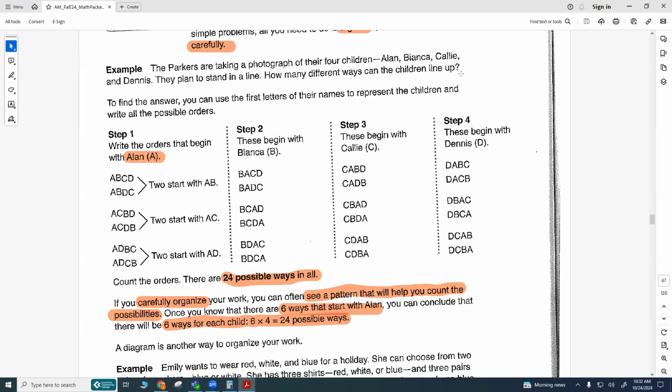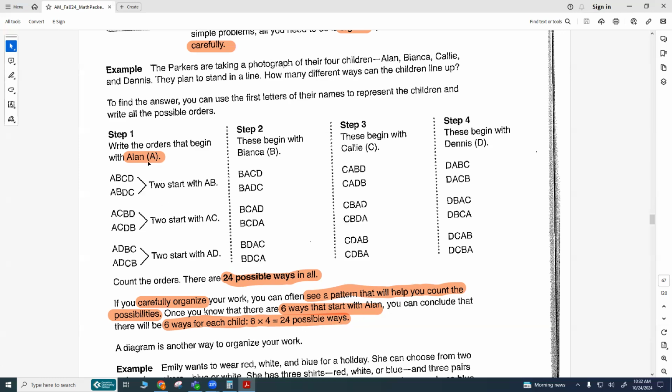Okay. So that ends up being our question there. And so with this problem, you could, once again, just try to write out the number of combinations, and then it tells us, right? If we're able to carefully organize the work, you can begin to see a pattern that will help you count the possibilities.